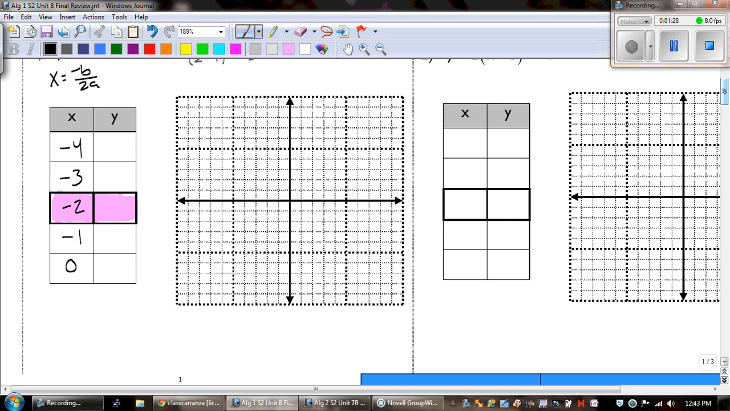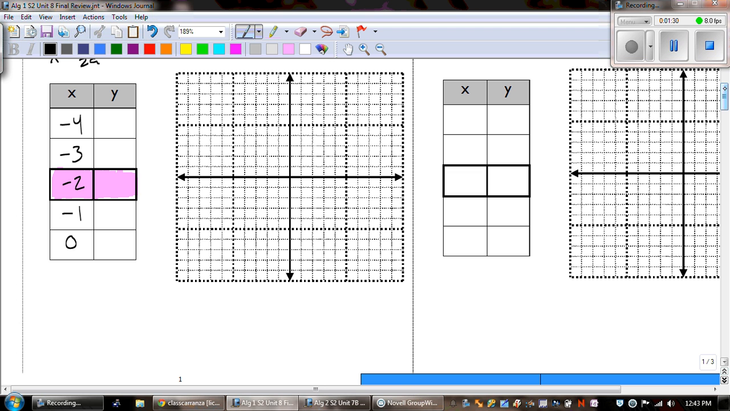Now, to get the rest of those answers, we have to plug into our calculator. Okay, so just y equals negative. I'm just copying exactly from the equation.